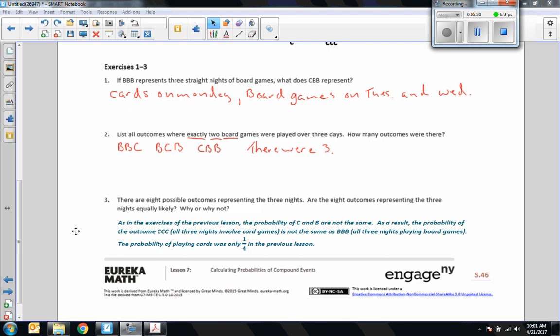It says, as in the exercises of the previous lesson, the probability of C and B are not the same. As a result, the probability of the outcome C, C, C, all 3 nights involved card games, is not the same as B, B, B, all 3 nights playing board games. The probability of playing cards was only 1 out of 4 in the previous lessons.